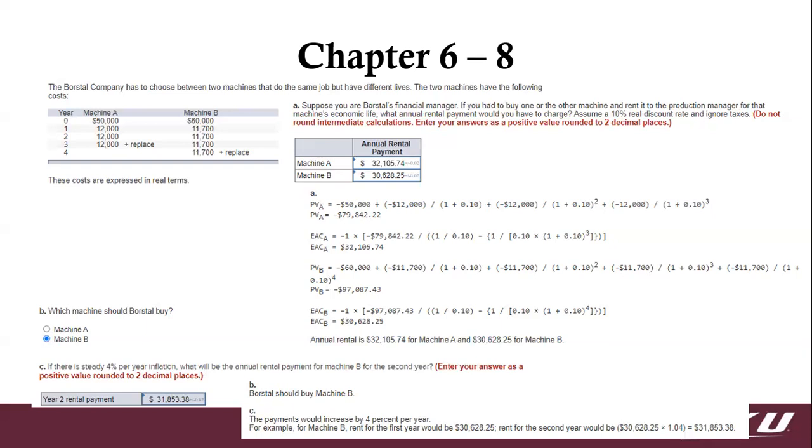So part A says you have to buy one or the other. And then you're going to rent it over the economic life, right? And then it says, if that were the case, what is the annual rental payment you would have to charge? So this gets into something we call transfer pricing. In one company, part of a company will charge another part of a company something. How do we account for that? We assign a price to move it back and forth.